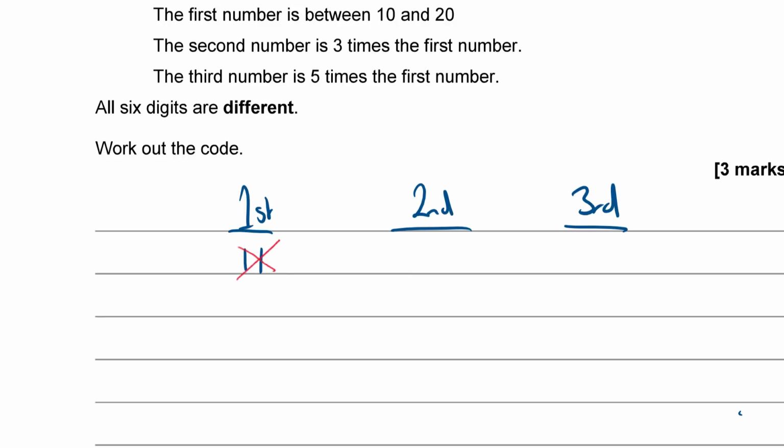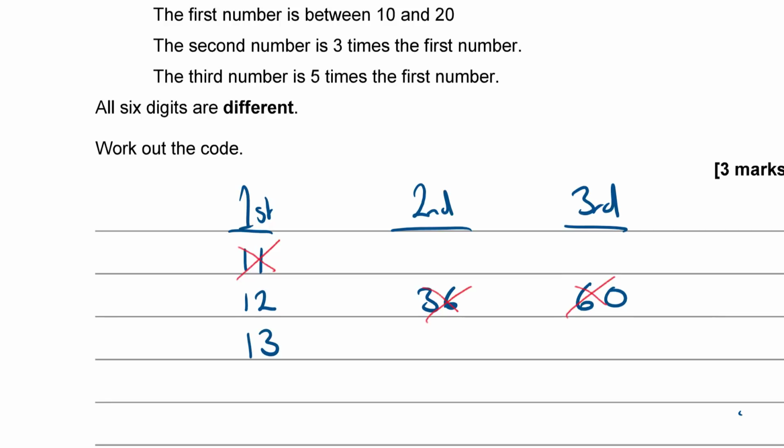So it isn't 11, is it? Because 1 matches with 1. So it isn't 11. Let's go on to 12. If the first number is 12, then the second number is 3 times the first number. 3 12s are 36, and the third number is 5 times the first number. 5 12s are 60. Okay, so here we've got a 6 and a 6, so that isn't working. They're not all different digits.